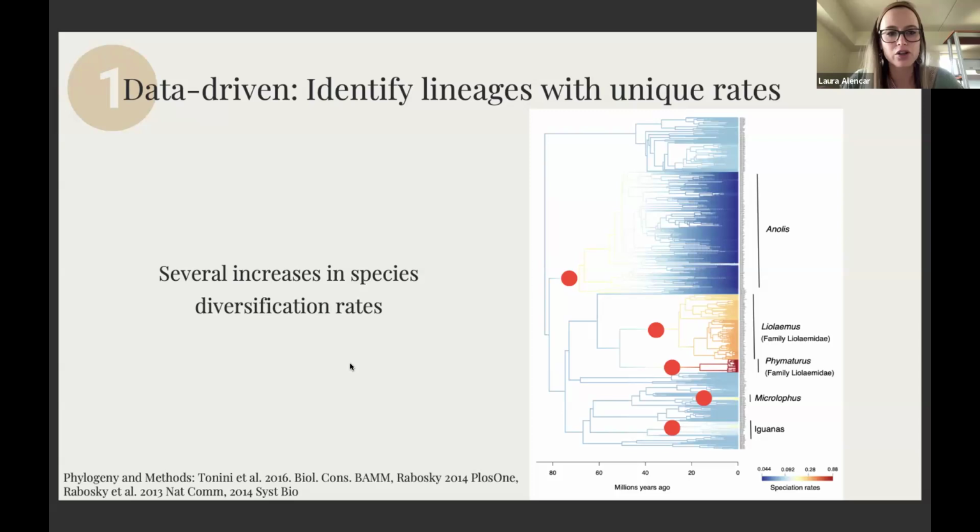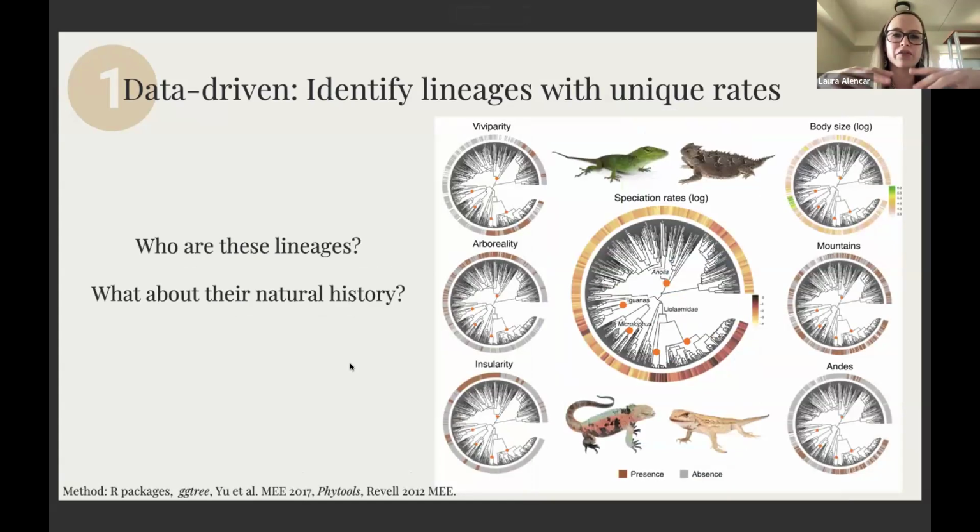So here we have a phylogeny for the Pleurodonta, where warmer colors represent, again, higher rates. And we can see the red circles denote those instances where these rates significantly increase. And when we look more closely at those lineages with high diversification rates, we readily notice that many of them share several life history, ecological, and geographical aspects.